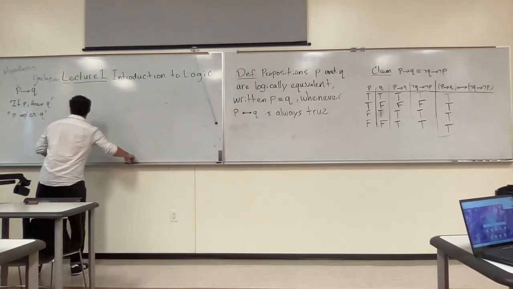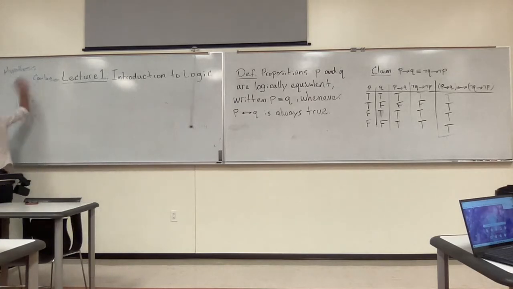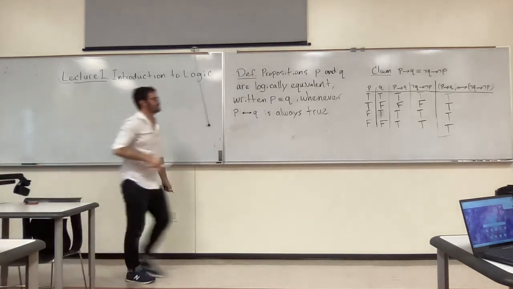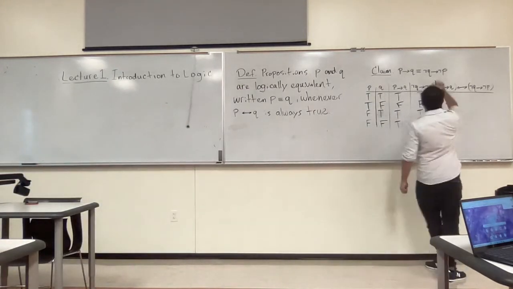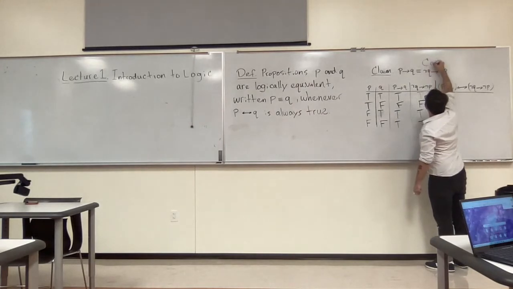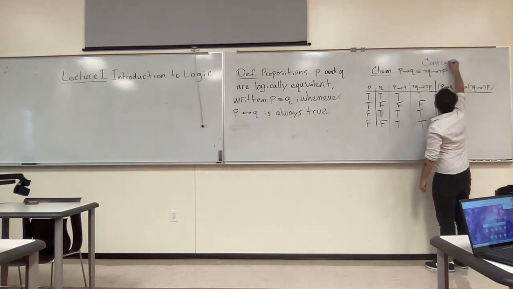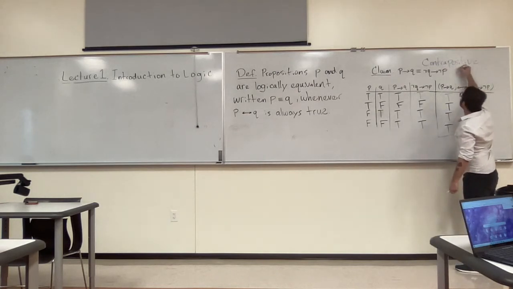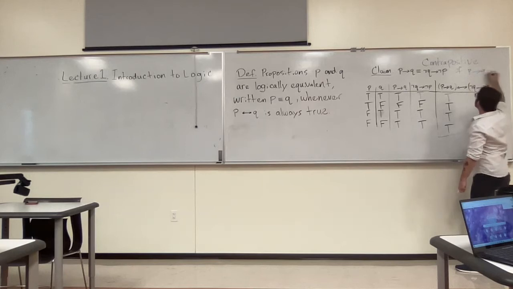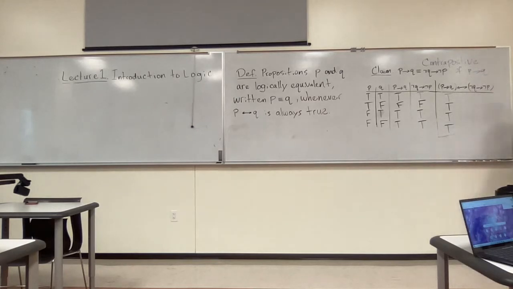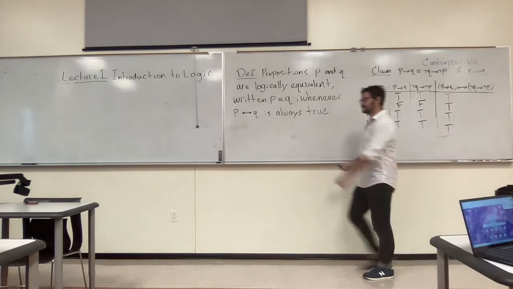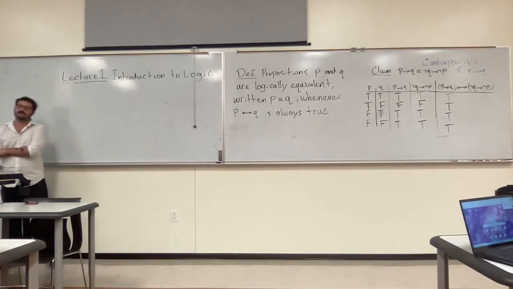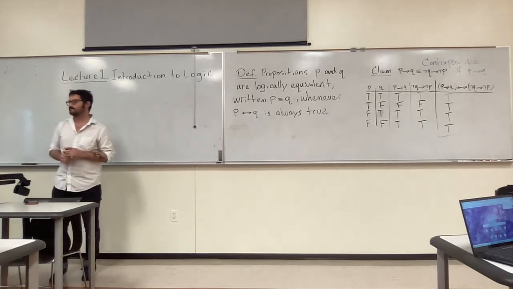Okay, so more definitions. Before I move on too far, I should tell you what this is called. This is called the contrapositive of if P then Q. As we'll see in a later lecture, the contrapositive of a conditional can be very useful because it has the same truth value as the original conditional.